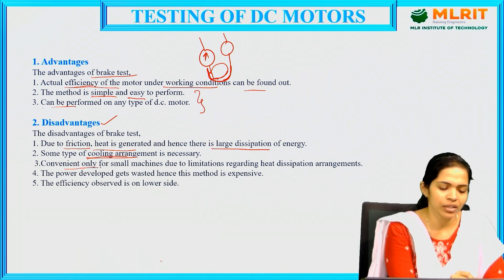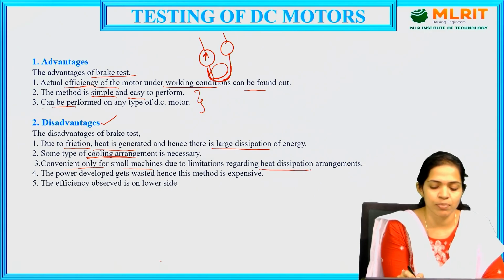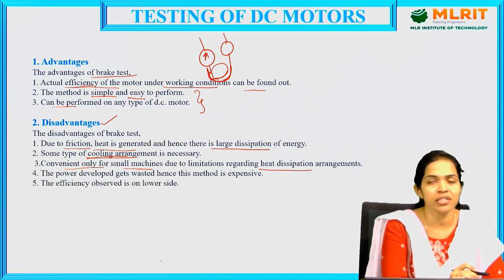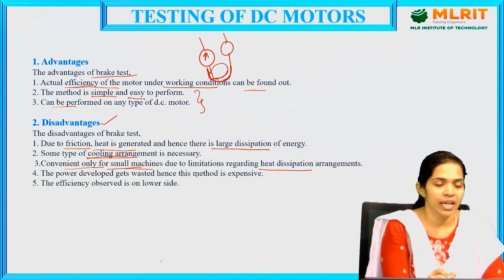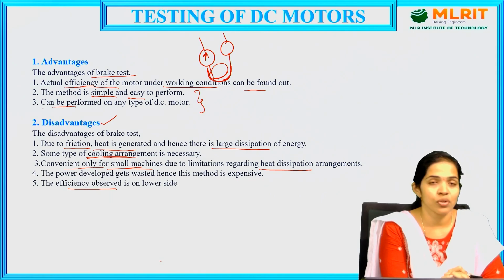It is only convenient for small machines due to the limitations regarding heat dissipation. For large machines, the heat dissipation will be quite large. That is why this kind of test is limited to small machines. The power developed gets wasted, hence this method is a little expensive compared to the other testing methods. Efficiency is also on the lower side.